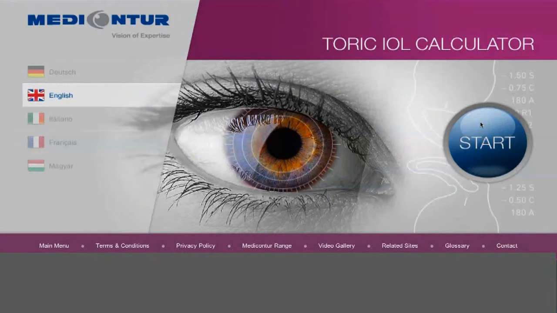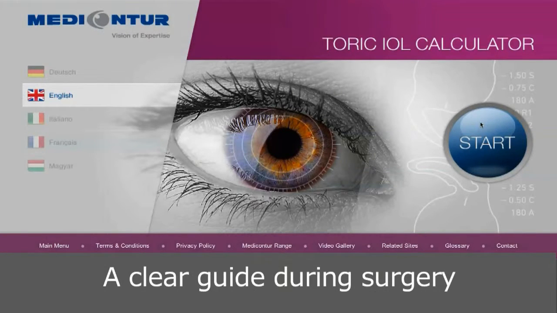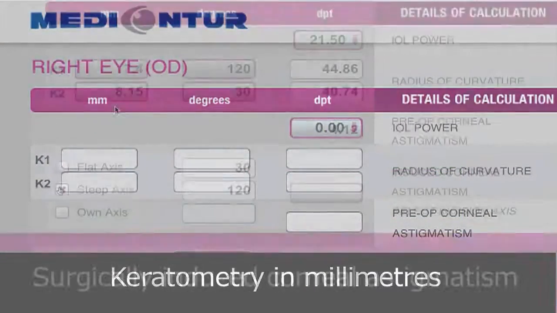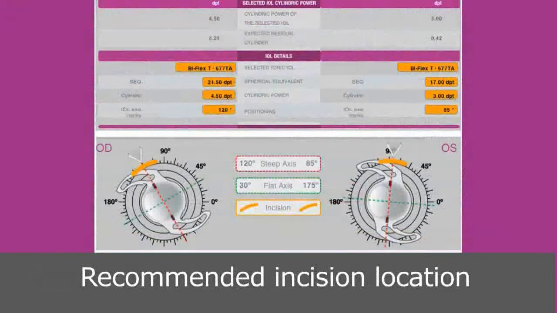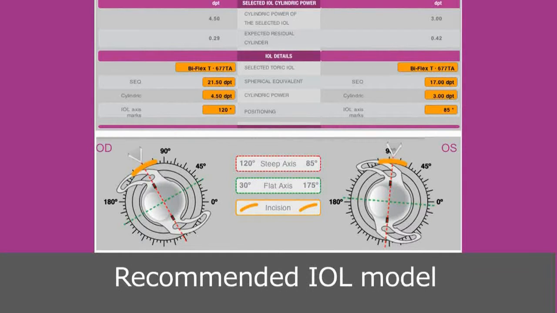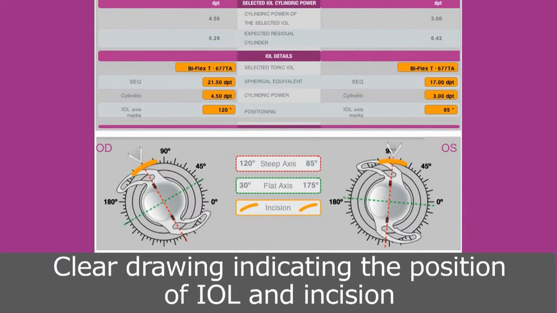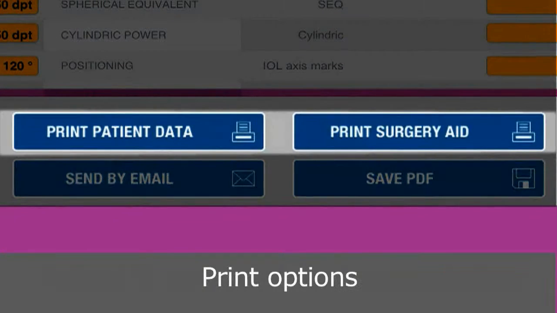In short, the MetaContour calculator is the fastest, easiest, and most reliable tool for surgeons to get a clear guide during surgery. With both eyes on one page, keratometry in millimeters, surgically induced corneal astigmatism on flat or steep axes, a recommended incision location on flat or steep axes, a recommendation of the IOL model with spherical equivalent and cylindric power, a clear drawing indicating the position of the IOL and incision, patient and surgeon data documentation, and print options.